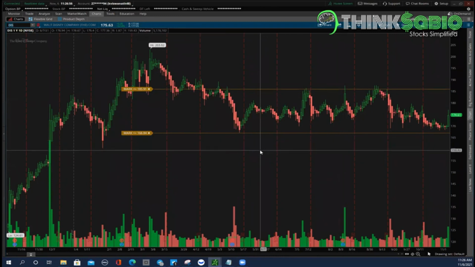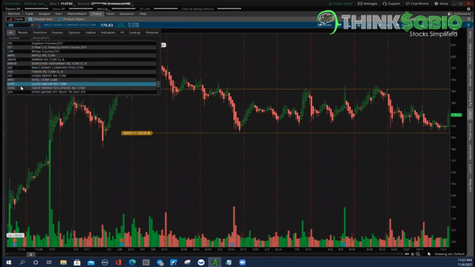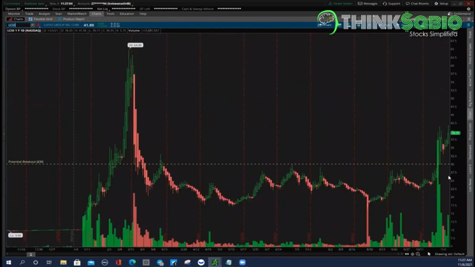For example, yesterday I was looking at Lucid. Why am I looking at Lucid? Lucid is done, right? The story is done. See, it made a big move here with huge volume. It's done, it's over. But what happens is that usually when a breakout like this happens, it tends to stay up like that for a few days. So hence, I have Lucid on my watch list. And every time Lucid makes a move, I will get an alert.